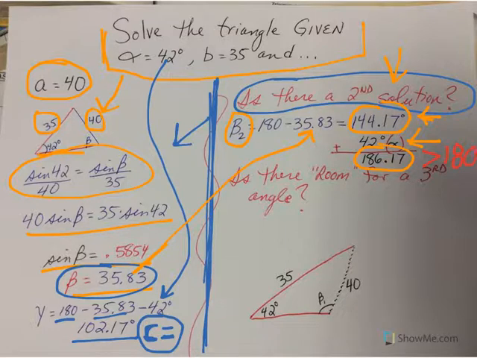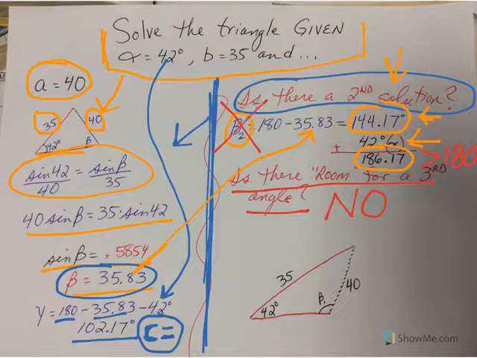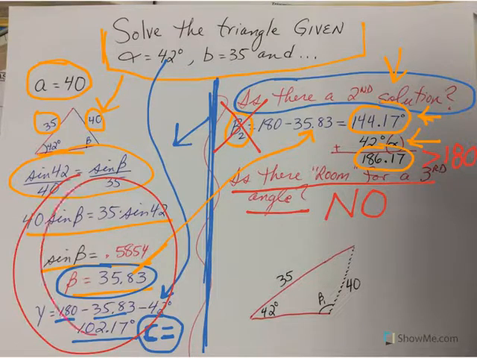That is a contradiction. So is there room for a third angle? The answer is no. So there is no beta sub 2. There's only one solution, and it's over here on the left. Okay? In the previous example, the answer was yes, there was room for a third angle. So then I had to find the other solutions. I had to find the other gamma value and so forth. But in this case, it's a no, so that means there's only one solution.